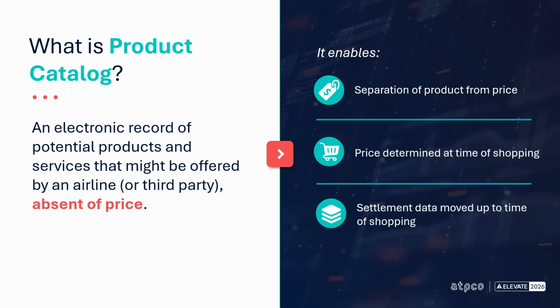The separation of product and price is essential for the price to be determined at time of shopping. This is done through dynamic pricing engines. So separating the two really allows the airline to define its products on one aspect of the offer being presented, and then the pricing is a separate discipline, but they all work together.